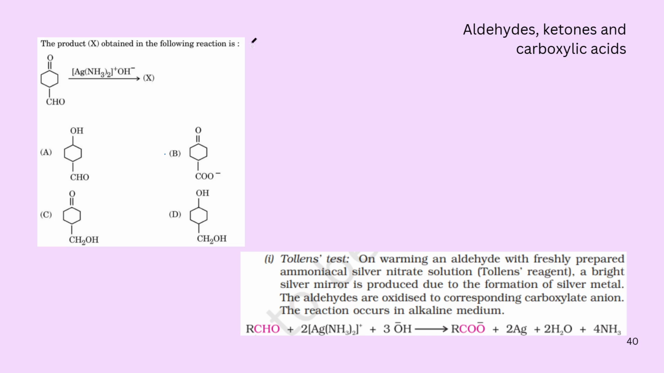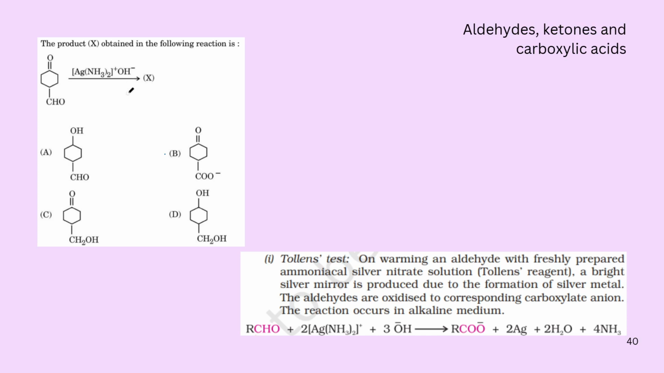The next question. I feel like there are more questions related to the chapter aldehydes and ketones and carboxylic acids. So the product X obtained in the following reaction is... you have this particular thing where you have a double bond O and then CHO. So this has a ketone group and an aldehyde group. You have Ag and NH3 taken twice, OH minus, which is basically the Tollens reagent.